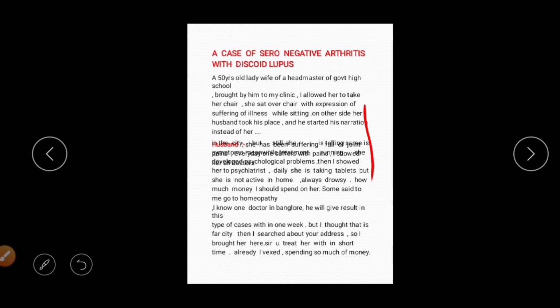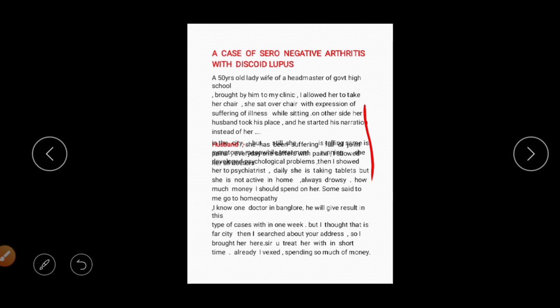Meanwhile, the allopathic treatment was running. She developed psychological symptoms, and she went to the psychiatrist also. She has taken some psychiatric medicines. So finally they opted for homeopathy. Some of my old patients referred her to me for homeopathy consultation.